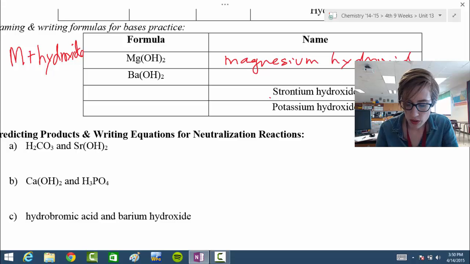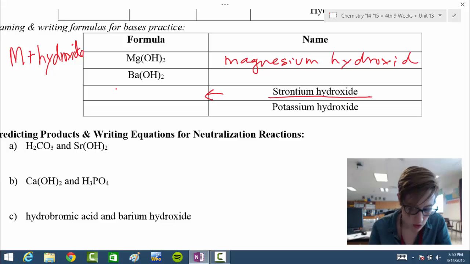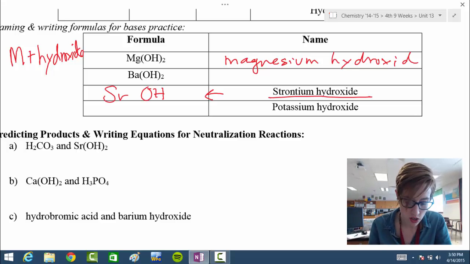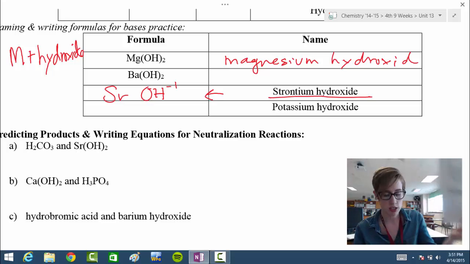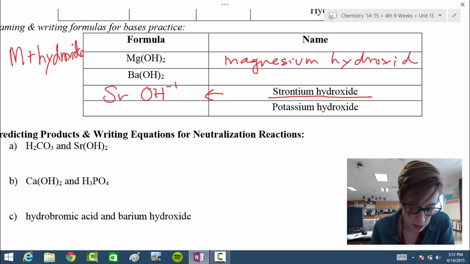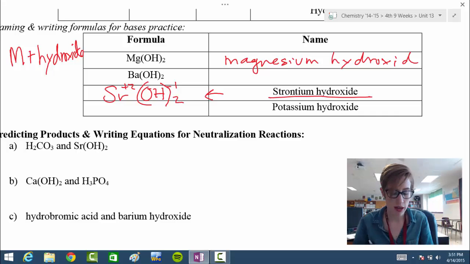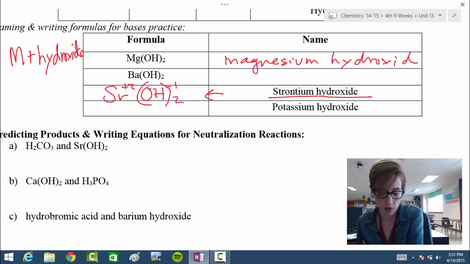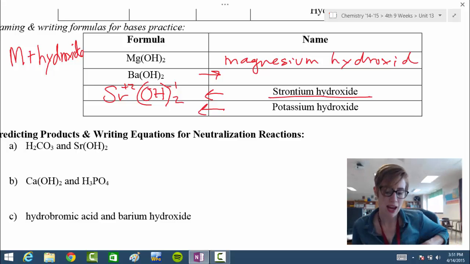If I give you the name and I ask you to go backwards, you just have to make sure you even out charges. So strontium is Sr and hydroxide is OH. Hydroxide's charge is -1, and I know that because I look on the polyatomic chart. And strontium is in group 2 on the periodic table, so its charge is +2, which means to even them out, I need 2 OHs. So Sr(OH)2 is my formula for strontium hydroxide. So I want you to write the formula for potassium hydroxide and then write the name for Ba(OH)2.